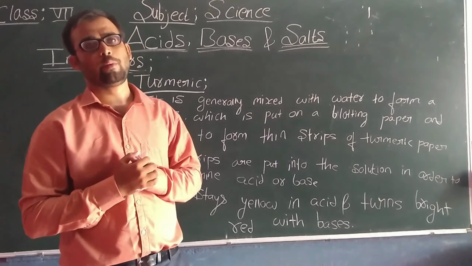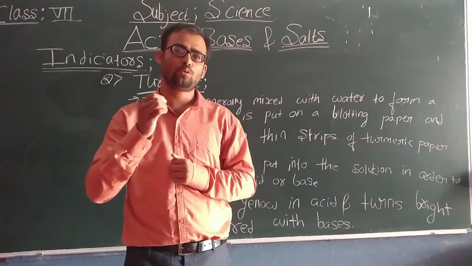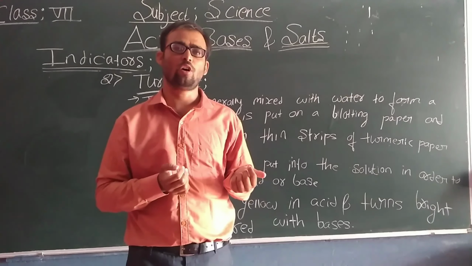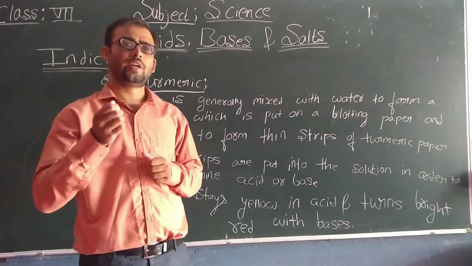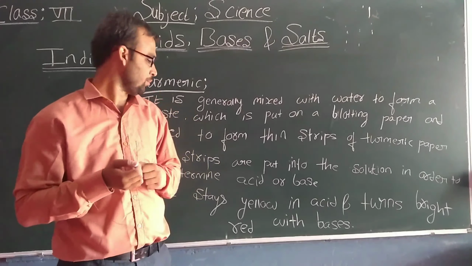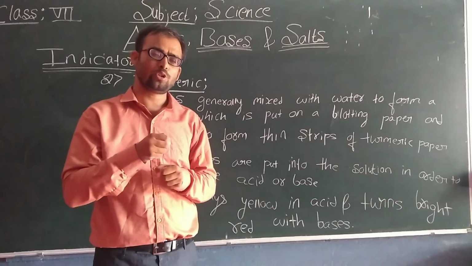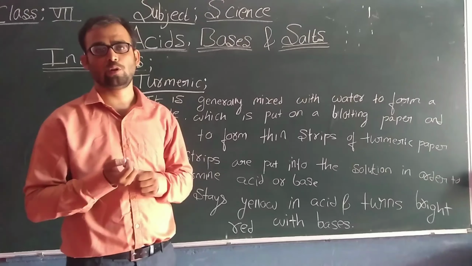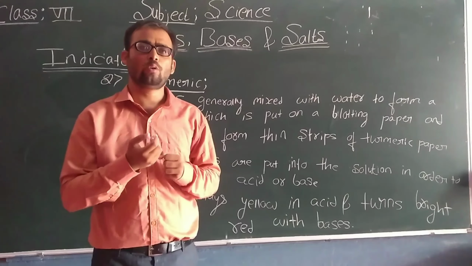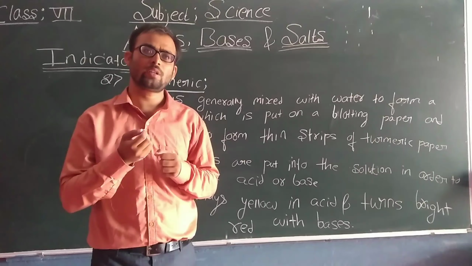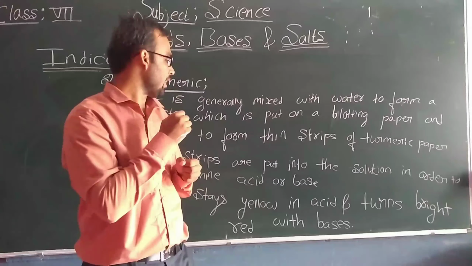So what happens when we take the strips of turmeric paper? These strips are used to determine whether the substance is acid or base. How does it determine? If we dip the turmeric paper in a solution, the turmeric paper stays yellow if the solution contains acid.